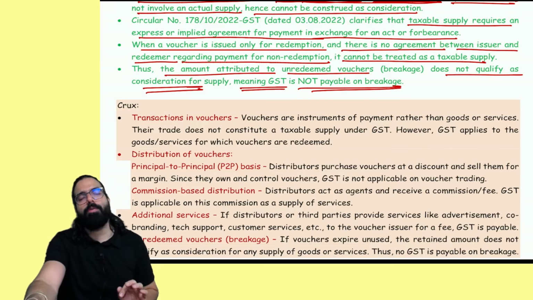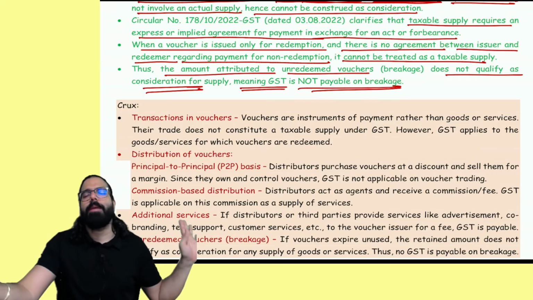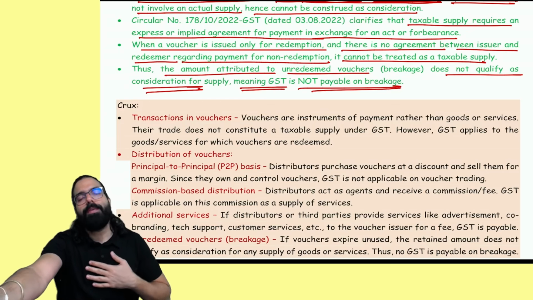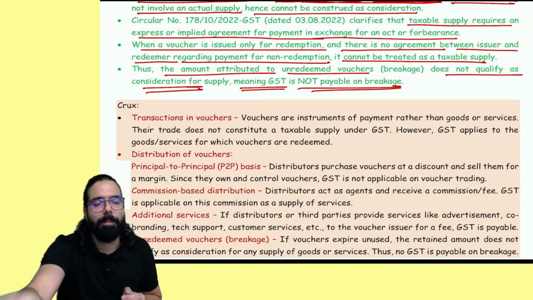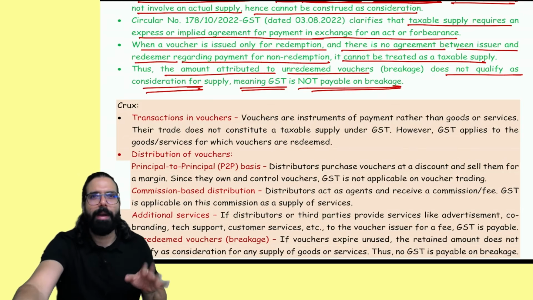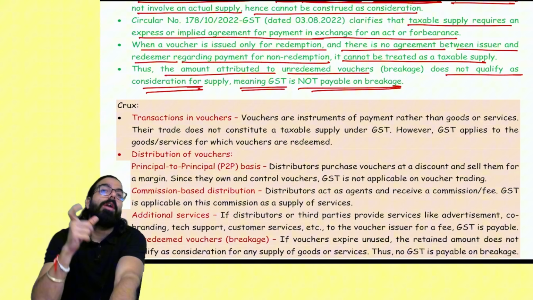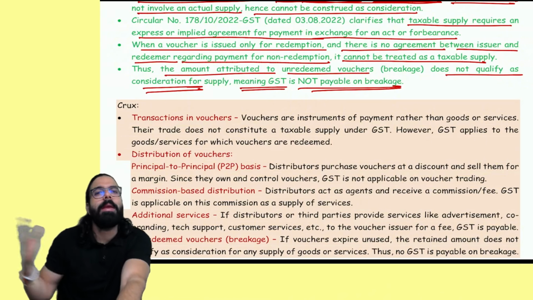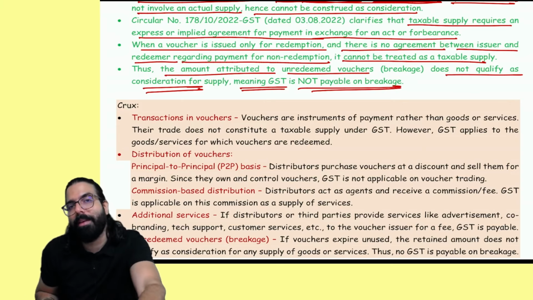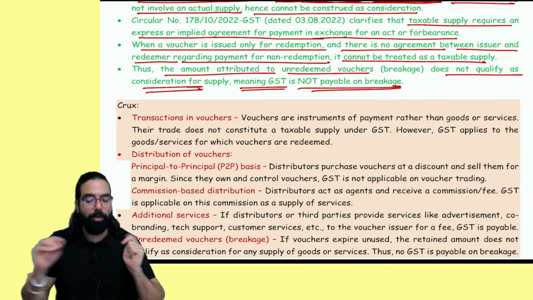I went ahead and issued you a voucher for 1000 rupees. You never came and redeemed this. Now, whatever voucher I issued you, if you come and redeem whatever goods and service I'll supply, on that GST will come. If I issued you a voucher and you never redeemed it, whatever amount I charged you, that is called breakage, and breakage should be shown by me in my income statement as my income. I can't go ahead and charge any GST on this amount. I hope this point is clear to all of you.